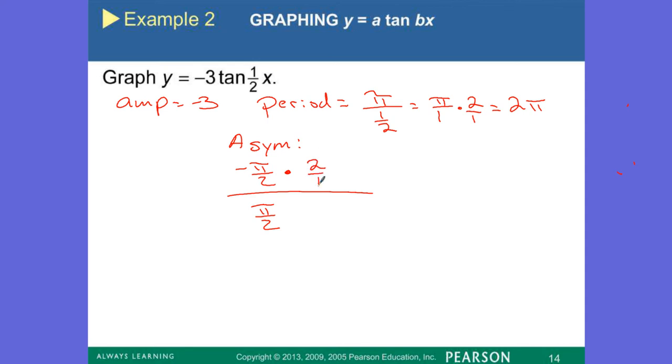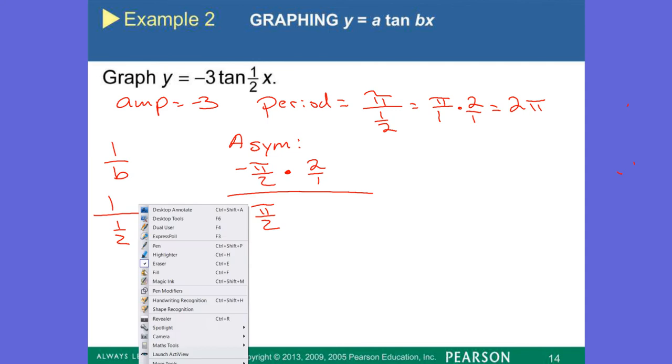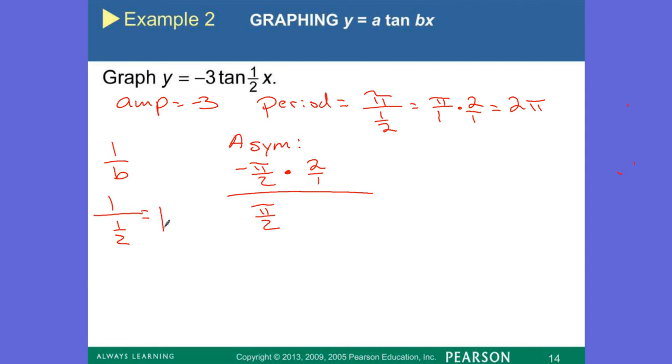Don't we multiply by 1 over b, right? Yes. This is going to be 1 divided by 1/2, which is 2. So it's going to be 1 times 2 over 1, right? 1 over b. I multiply by 1 over b, right? So the 1 is always going to be on top? Yes, 1 over b. And then it's going to be what? 1 over 1/2, which is 2.